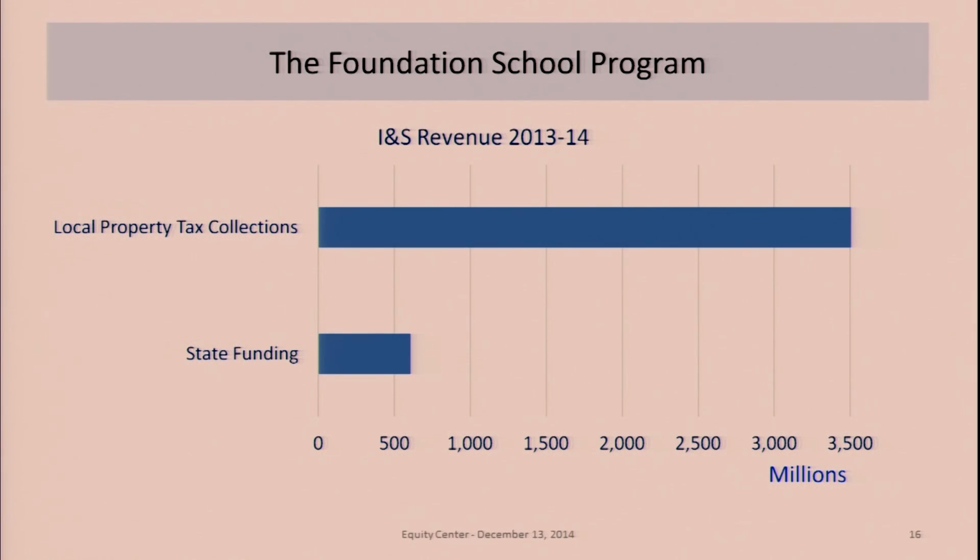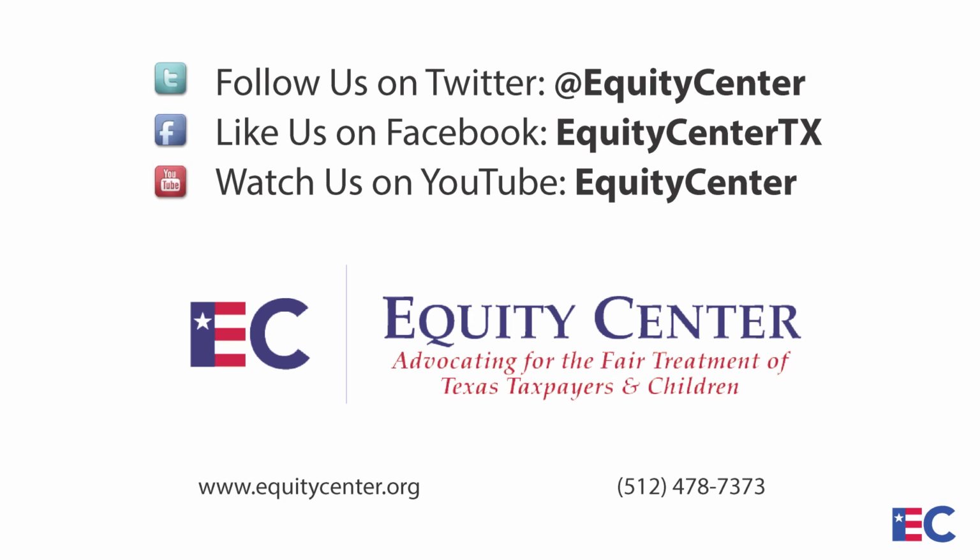And if you wanted to look at the relationship between state funding and the local property tax collections for I&S for 2013-14, you can look on TEA's website under Summary of Financing and see these numbers. And they change because they're updated from time to time, even in a past year. But you can see that there's about $3.5 billion in local property taxes and about $600 million in state funding in those 2 programs. So the ratio of state funding to local funding for facilities is very low. And that concludes our first overview of the Foundation School Program.